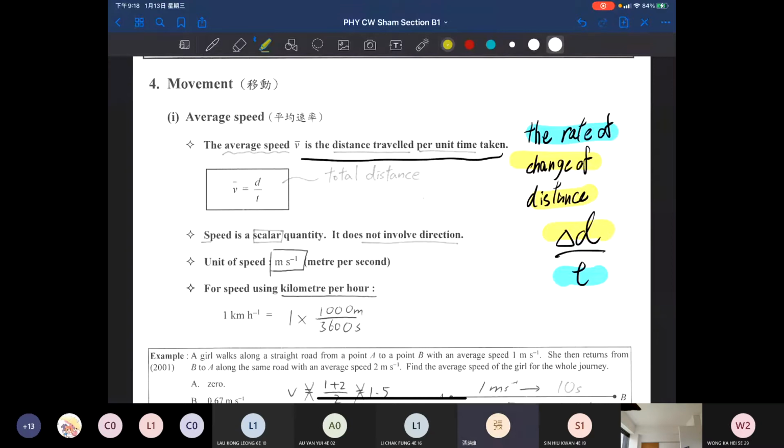By the formula, we can deduce the unit of speed is meter per second. We can also use kilometer per hour. If we want to convert the unit back to meter per second, we can do something like this. 1 kilometer is 1,000 meters, and 1 hour is 3,600 seconds. So 1 kilometer per hour equals 1 times 1,000 meters over 3,600 seconds. Whenever we want to convert the unit, we can do something like this.